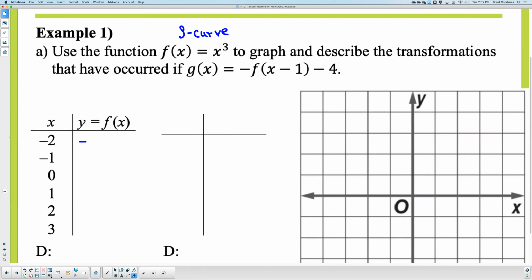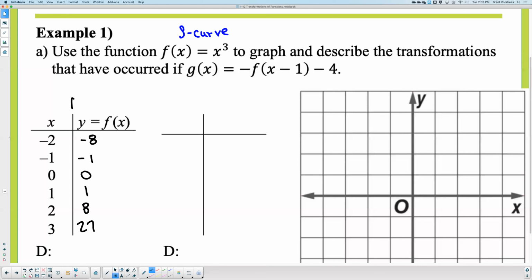I agree. I'll do this in black. That will be negative 8. Okay, what about negative 1 cubed? What's negative 1 times negative 1 times negative 1? Negative. 3 negatives make a negative. 1 times 1 times 1 is 1. I agree. Okay, what about 0 cubed? 0 times 0 times 0 is 0. All right, great. What about 1 cubed? 1 times 1 times 1 is 1. 2 times 2 times 2 is 8. And 3 times 3 times 3 is 27. Great.